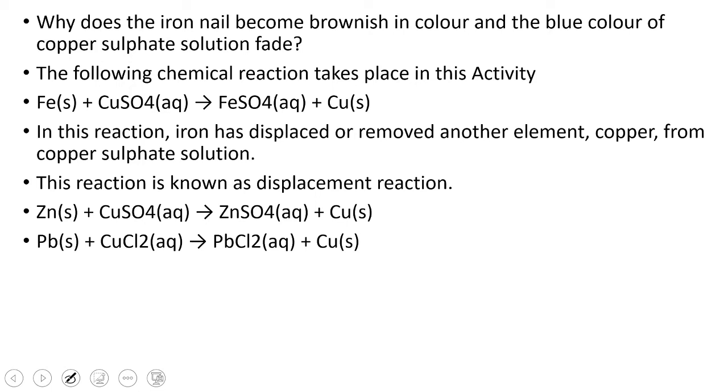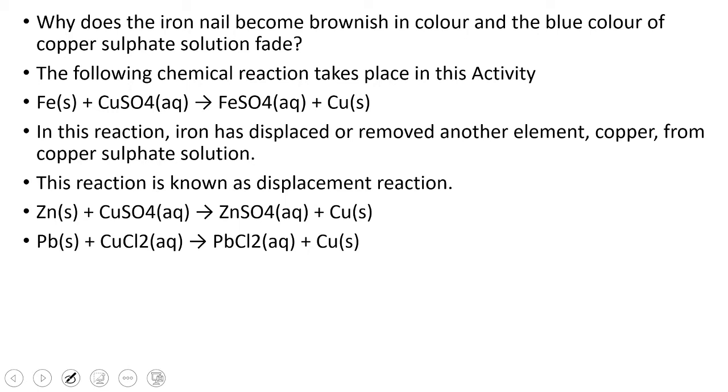Here some reaction has taken place when iron nails were dipped in copper sulfate solution. Iron reacts with copper sulfate to give rise to iron sulfate and copper, where iron forms iron sulfate and copper is formed. You know, copper is reddish brown in color actually. A layer of copper is formed.